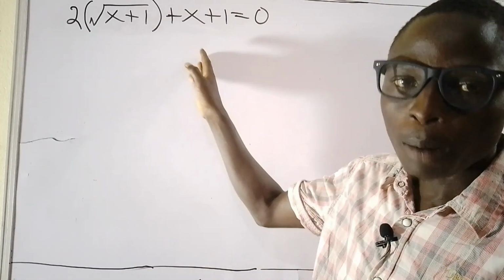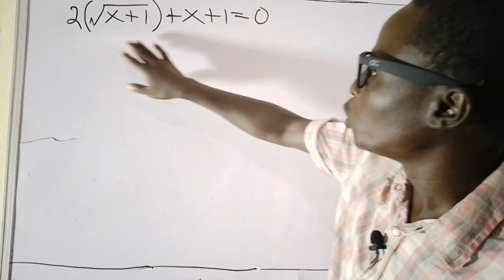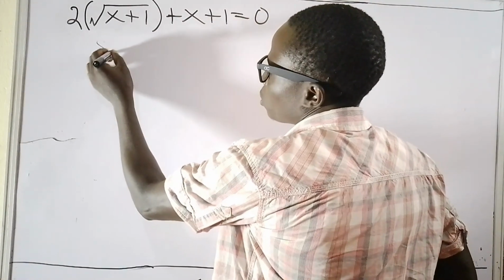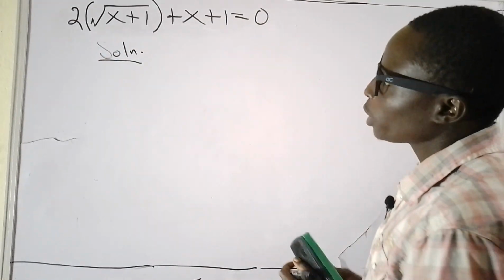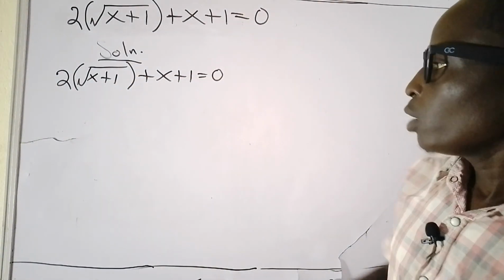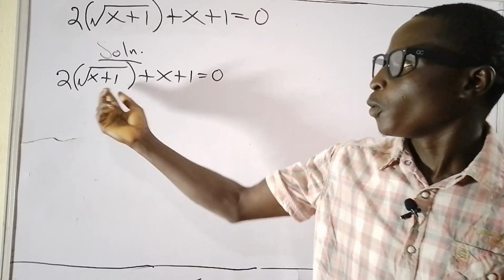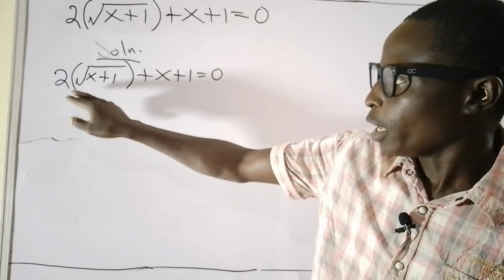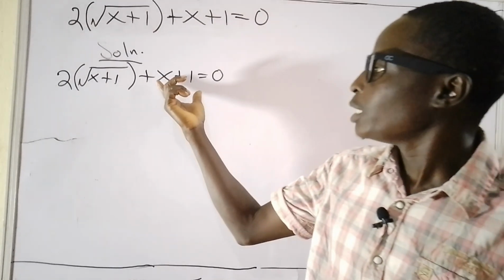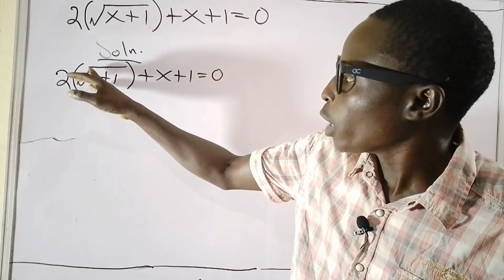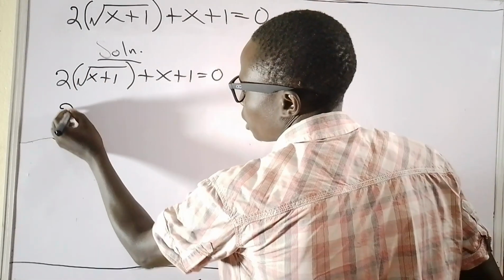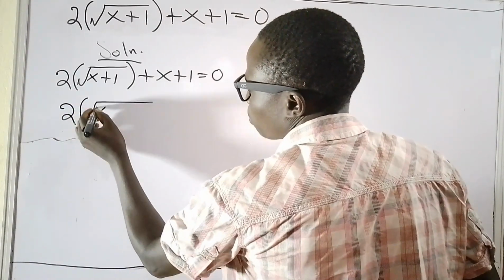So let's see the first approach, how we are going to solve for x in this particular equation. So solution, follow me, let's solve this equation together. I have an equation that says, so I have x plus 1 in square root of x plus 1. I also have x plus 1. So I want to turn this x plus 1 to be in square root like this so that I ease the solution.